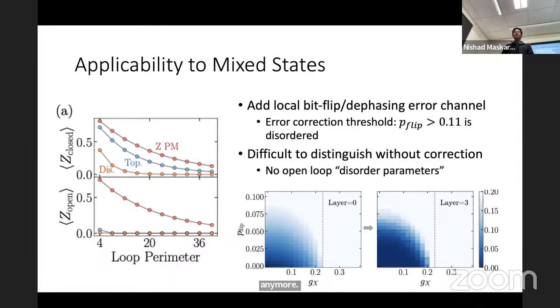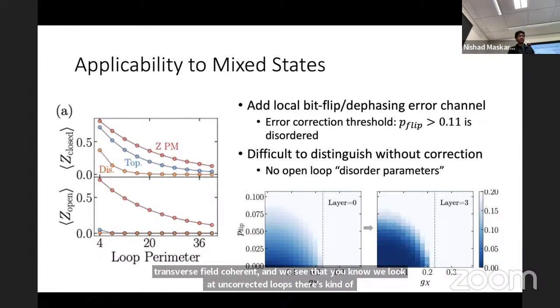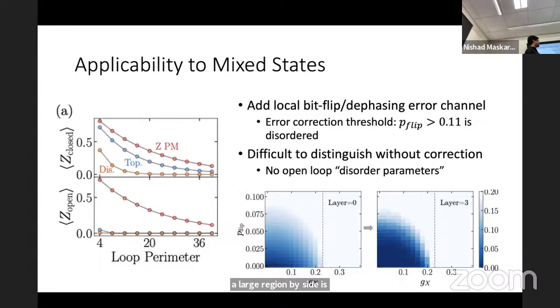However, we can apply our procedure to a mixed state phase diagram, where on one axis we increase the probability of this bit flip or phase flip, and on the other axis, we increase the probability of this transverse field coherent type perturbation. We see that if we look at uncorrected loops, there's a large region classified as topological, but you can only confidently classify it as topological very close to 0. However, when we apply our procedure, this region that's confidently classifiable as topological grows quite significantly.